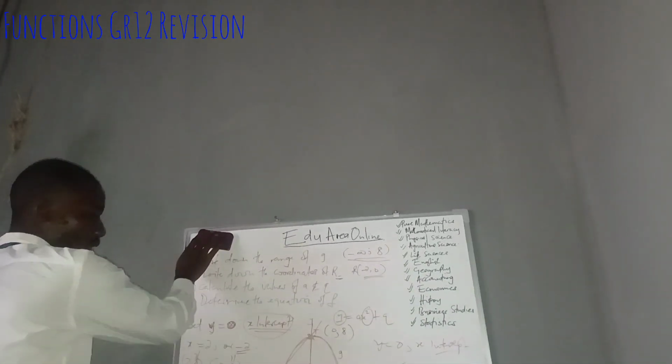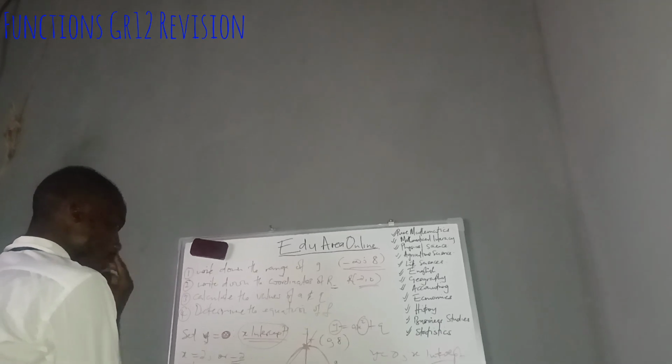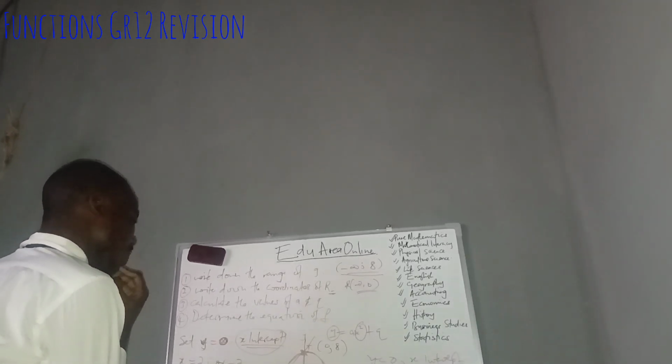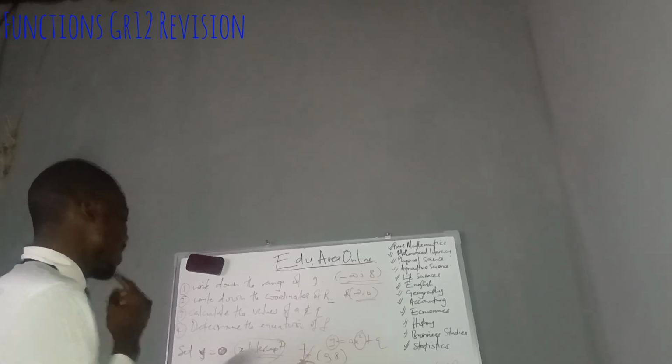Right. Then now the question says calculate the value of q. We want to calculate the value of q. When you want to calculate the value of q, we can first calculate the gradient of this line, since we know the 2 points. So how do we calculate the gradient? We say m is equal to change in y over change in x, which is equal to y2 minus y1 over x2 minus x1.